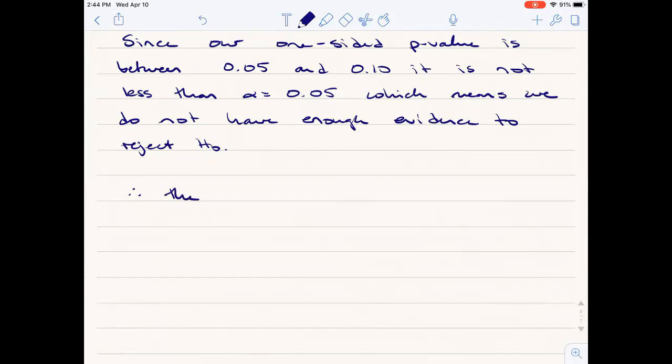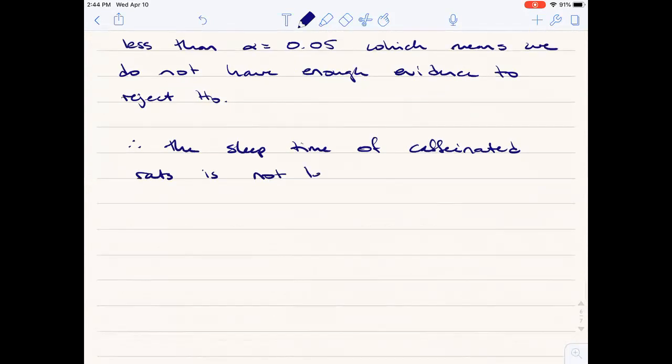Therefore, the sleep time of caffeinated rats is not less than uncaffeinated rats.